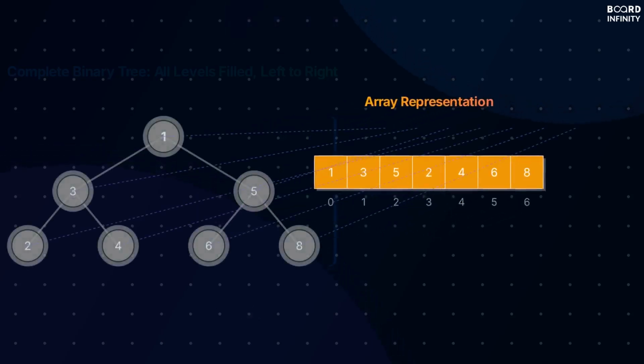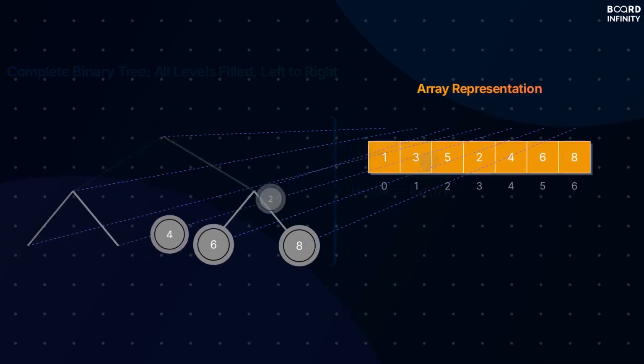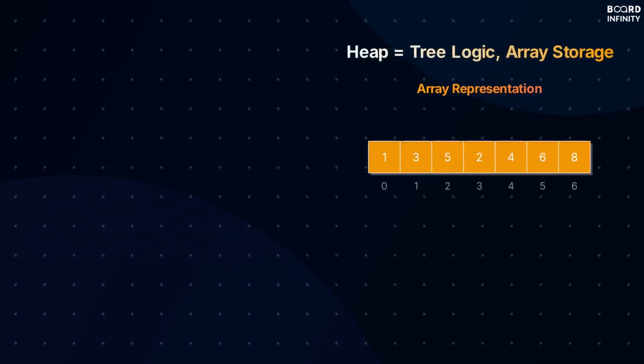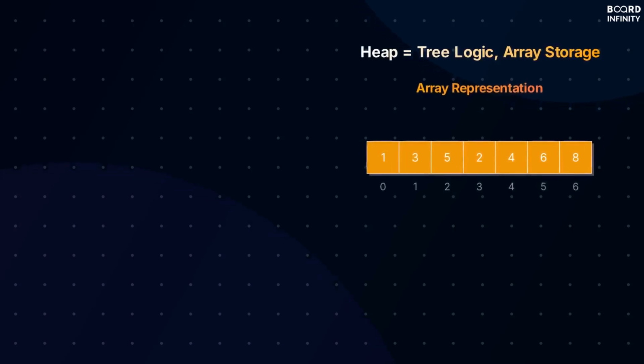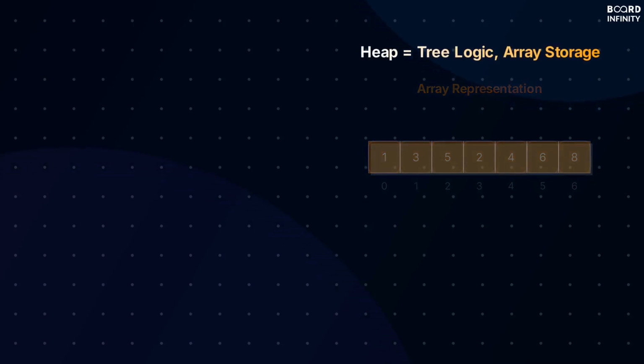This visual collapse perfectly illustrates the core concept. A heap is fundamentally a tree in its logic and behavior, but it achieves its efficiency by being stored as a compact, pointer-free array.